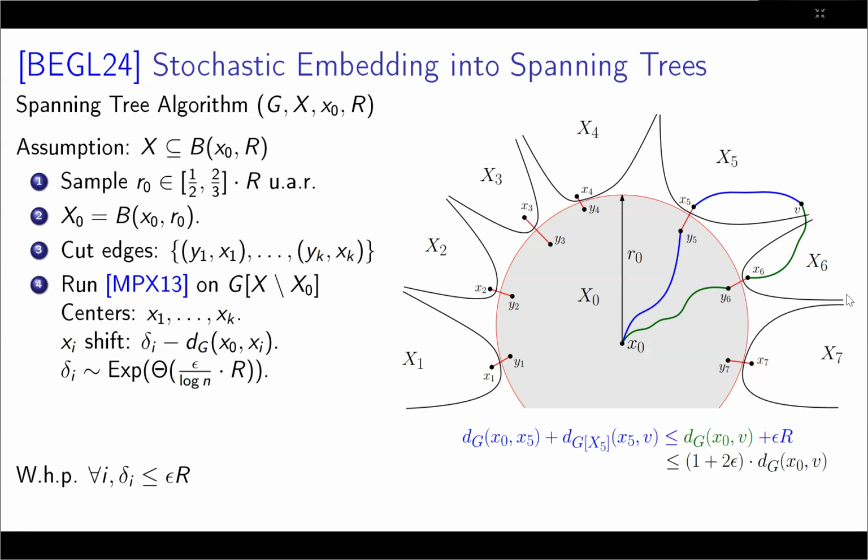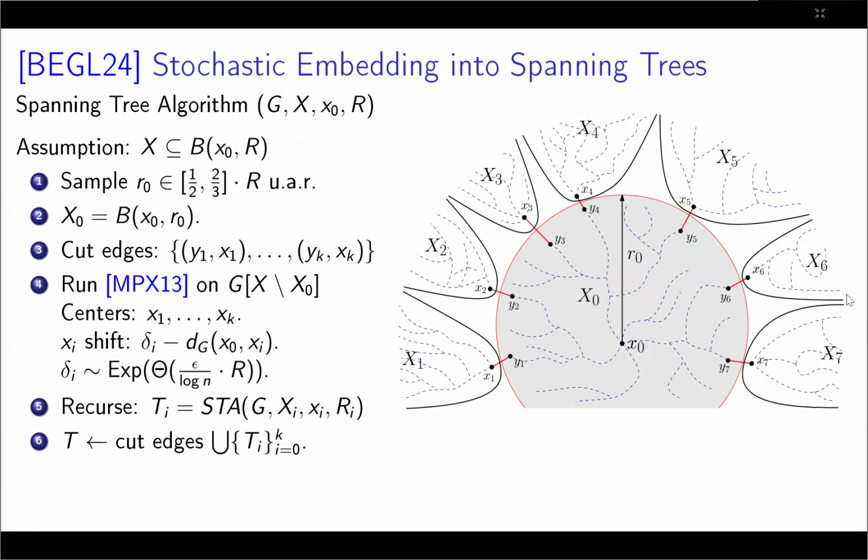Right, and because you know that the distance from x0 to v is at least half r, because it's out of the ball, the distortion we get here is only 1 plus 2 epsilon by going to the winner of the MPX. Okay. And now the algorithm: just recurse on every cluster and connect them all together using these cut edges. This is the algorithm. And you can see it's indeed a spanning tree because the only edges are actual edges from the tree, and everything else is recursive.